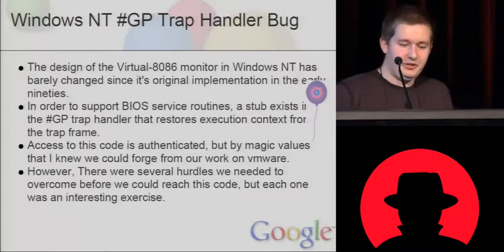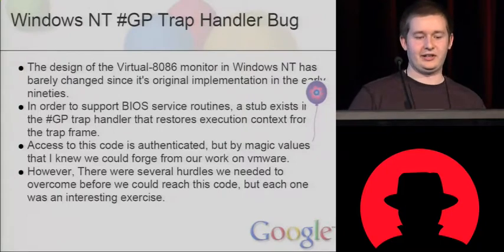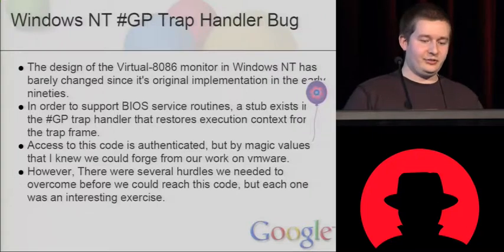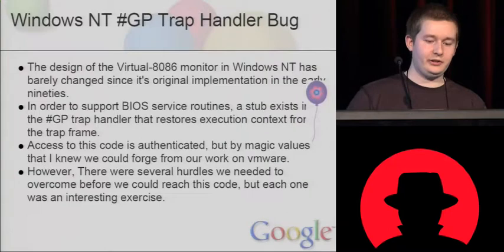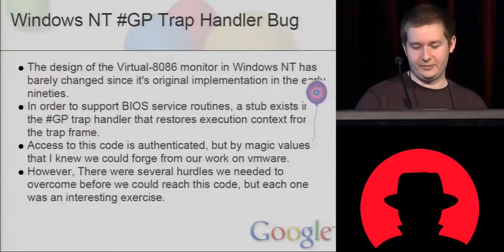So yeah, in order to support these BIOS service routines, a stub exists in the GP trap handler that restores execution context for the trap frame. Access to this code is authenticated, but by magic values that we already knew we could forge from our VMware exploit and from our previous work on interrupt handlers. So we knew that we were onto something that we could really control. There were lots of hurdles on the way, and it took us a long time to reach this. But each one was an interesting exercise, and I'm going to talk a bit about them.